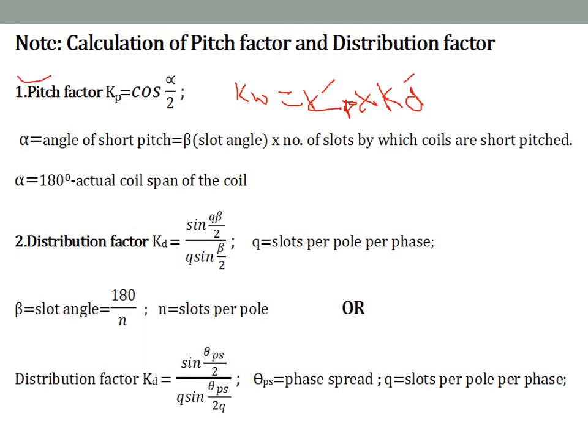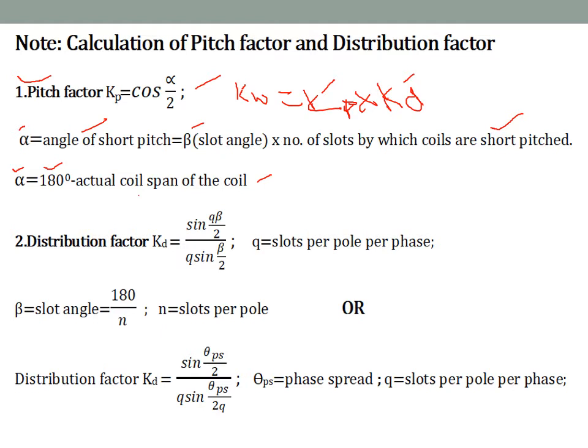Using this equation, Kp is equal to cos alpha by 2. What is alpha? Alpha is the angle of short pitch. Sometimes they will give the angle of short pitch directly, or you have to calculate using this equation: slot angle multiplied by number of slots by which coils are short pitched. Or sometimes alpha is equal to 180 degree minus actual coil span of the coil.